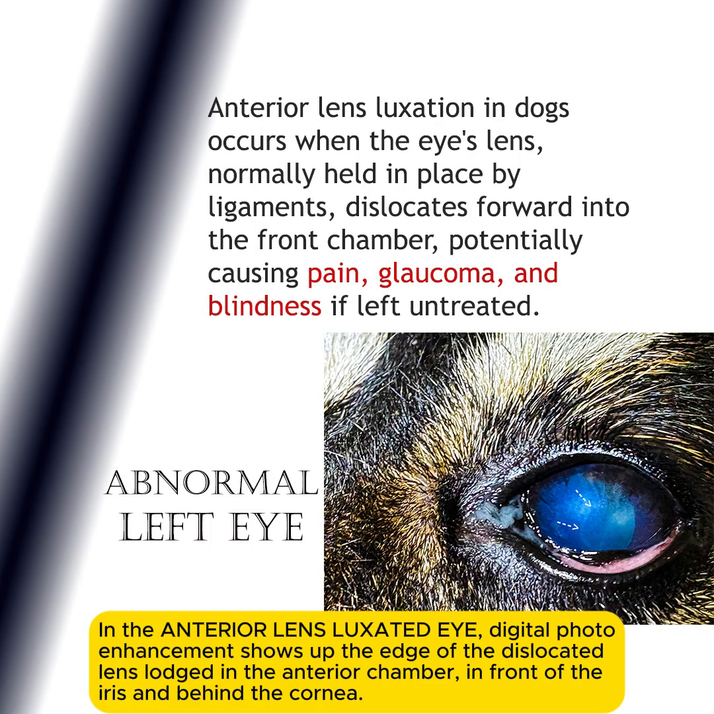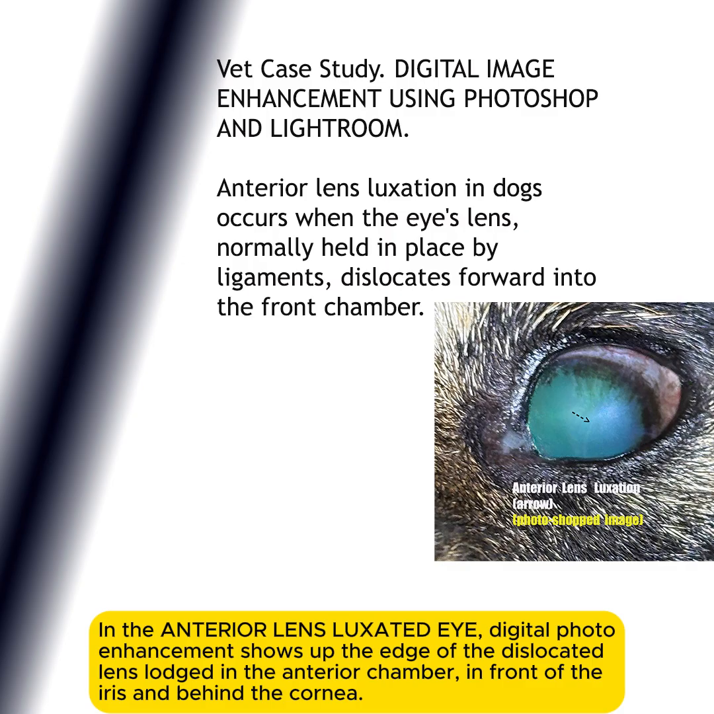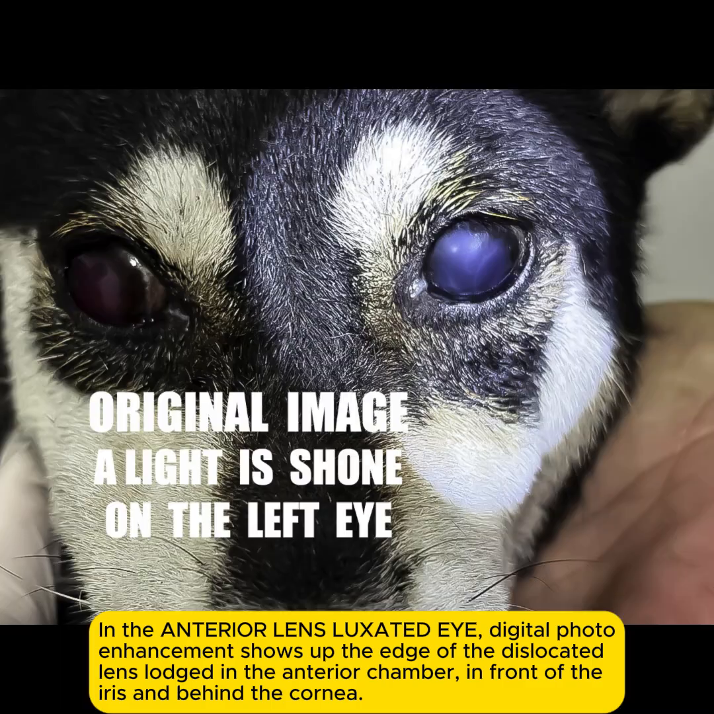In the anterior lens luxated eye, digital photo enhancement shows up the edge of the dislocated lens lodged in the anterior chamber, in front of the iris and behind the cornea.